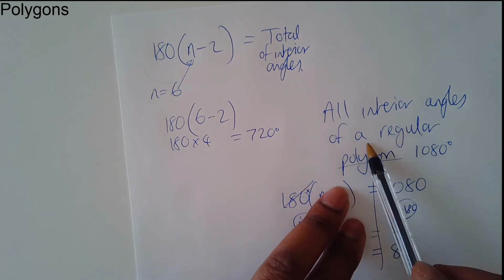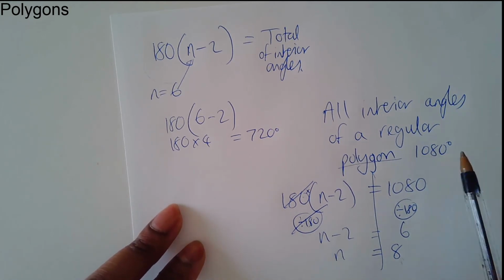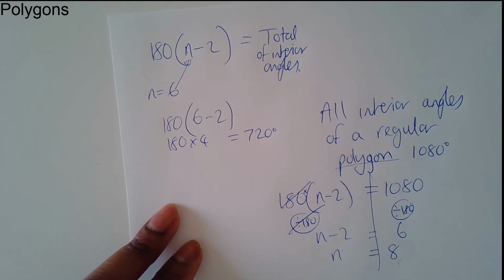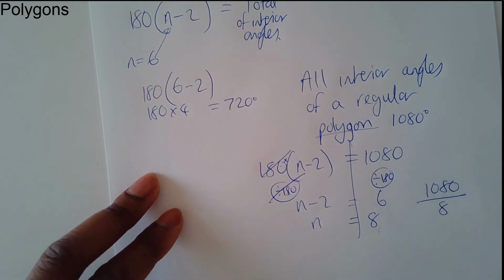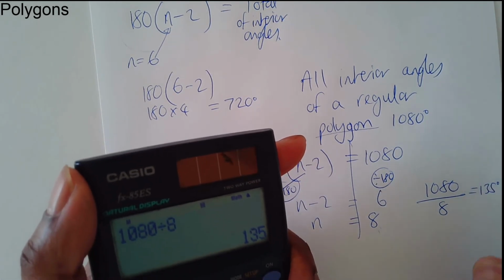Now, this being a regular polygon, meaning all the angles are the same, what would be the value of one of the angles? Remember, because it's an 8-sided shape, you'll have 8 interior angles. So what will each angle be worth? So all we're going to do now is 1080 divided by 8 angles. So that's to work out the interior angle. It's 135.